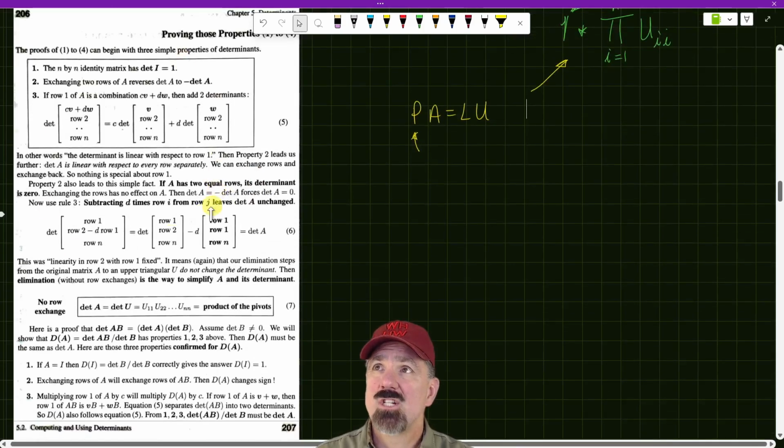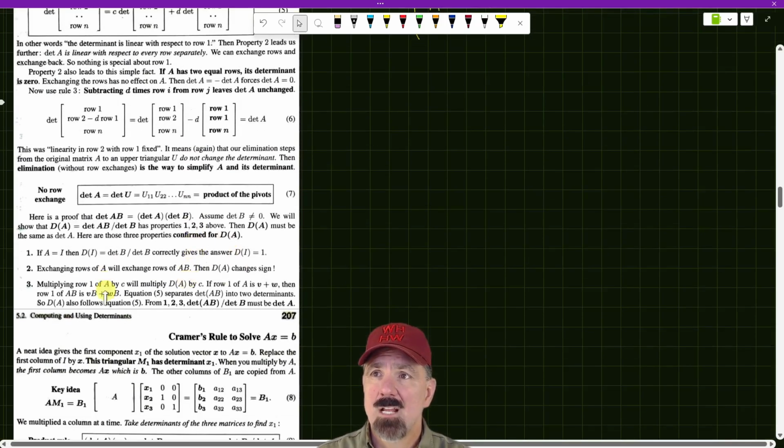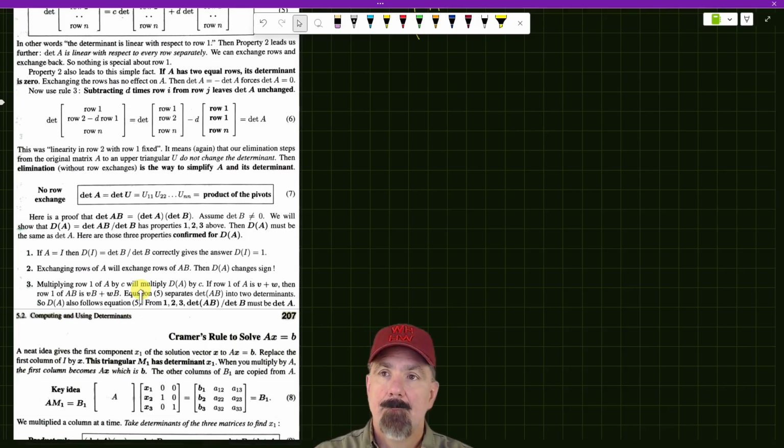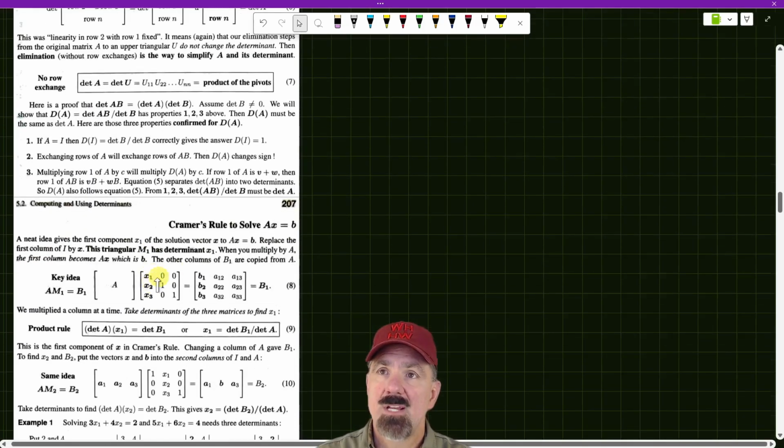So that conversation is here on page 206 with no row exchanges. All he does is give us the formula that we have up here in green. Then he's got a little bit more material here associated with determinants and the ideas of the determinants of products. And then we start in on page 207.